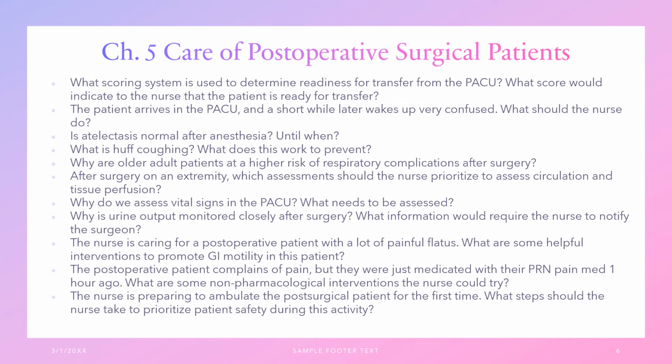After surgery on an extremity, what assessments should the nurse prioritize to assess circulation and tissue perfusion? We can also see that on page 87. If surgery involves an extremity, or if a procedure has been performed on any major blood vessel, such as the aorta or femoral artery, the distal or peripheral pulse is checked during each full assessment. The skin distal to the surgical site should be warm to the touch, and there should be brisk capillary refill in the fingers or toes.